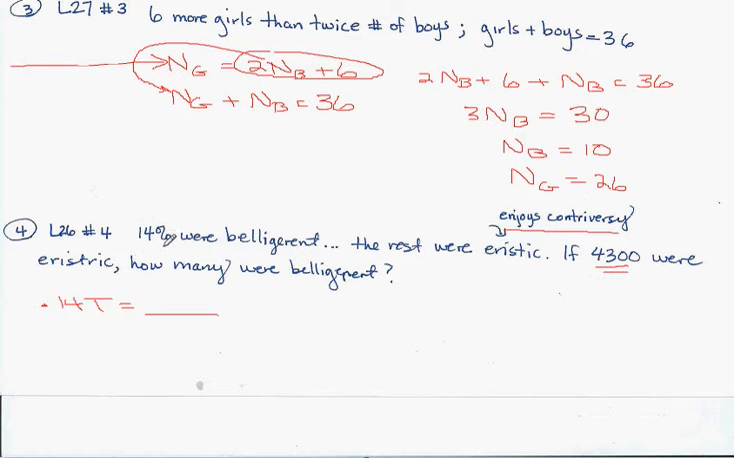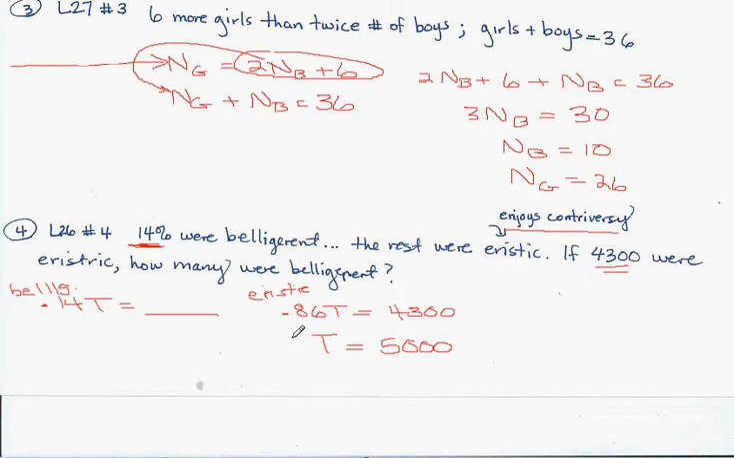So if 14% were belligerent, that means that 86% of the total were eristic, and we know how many eristics there were. There's 4,300. So that's our equation. 86% of the total were eristic. The tricky part in here is they give you the percent belligerent, but over here they give you the number of eristic. So you divide both sides by 0.86, and you get 5,000. So the total number of people was 5,000.